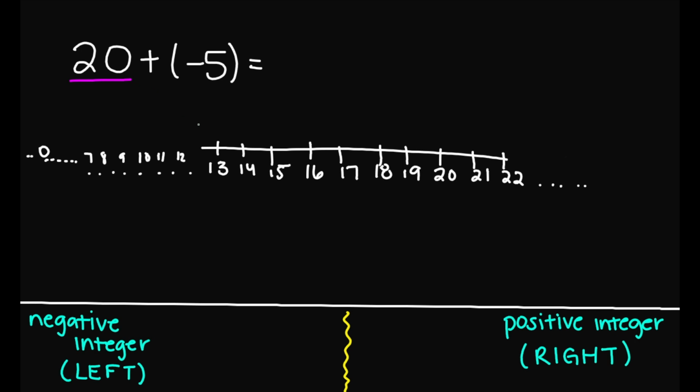All right, so let's look at our 20. My 20 is here on the number line. And because I am adding a negative integer, then I am going to move to the left 5. So if I'm at my 20, we're going to do 1, 2, 3, 4, 5. It puts us right here at the 15. So 20 plus negative 5 is going to be 15.